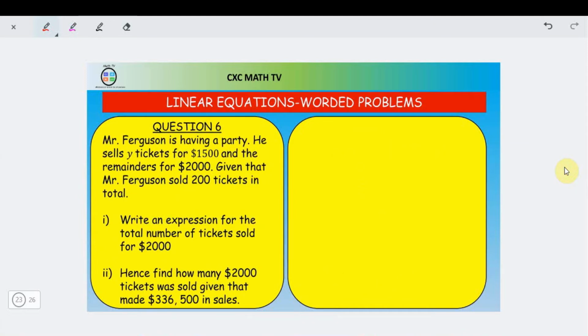Alright, next question. We saved the hard question for last. It says Mr. Ferguson is having a party. He sells Y tickets for $1,500 and the remainder for $2,000. Given that Mr. Ferguson sold 200 tickets in total, write an expression for the total number of tickets sold for $2,000 and hence find how many $2,000 tickets were sold, given that he made $336,500 in sales. This is the hardest linear equations can be. So pause the video and attempt this question.